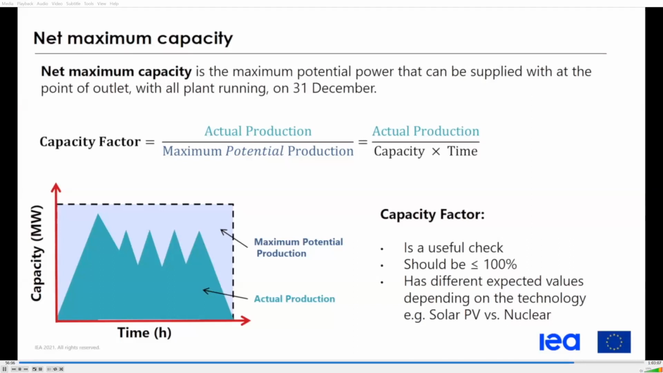Again, this value should always be less than 100%, except if there were plant closures near the end of the year, in which case the figure may be distorted. And there are different expected values depending on the technology. For instance, nuclear plants are expensive to build and therefore are typically run as much as possible, whereas solar PV, which does not run at night and is both weather and location dependent, will have lower capacity factors. So, as statisticians, we can use both historical and expected capacity factor as a check in our data.